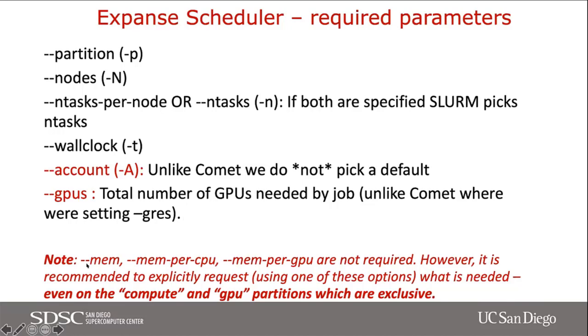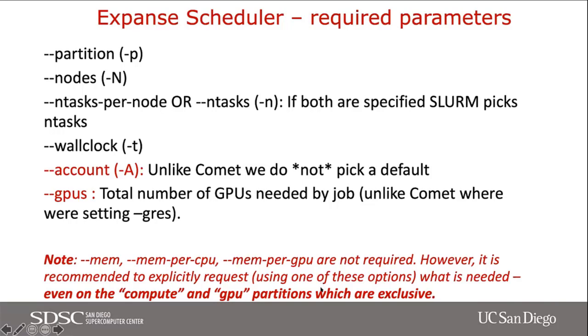One other critical thing to note, and this goes to, I think, Kenneth's question on memory. So --mem, --mem-per-cpu or --mem-per-gpu, one of these parameters, they're not required. However, the default is quite low. It's 1 GB per core. So it is recommended to explicitly request this, even on compute and GPU partitions. So you're not going to get 248 gigs on the compute partition if you don't ask for it.